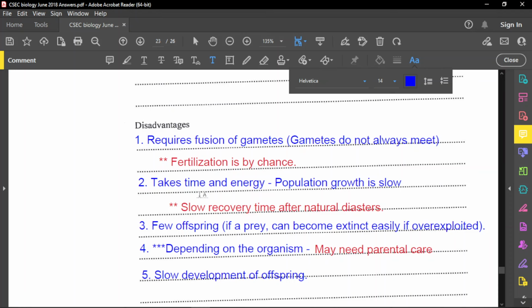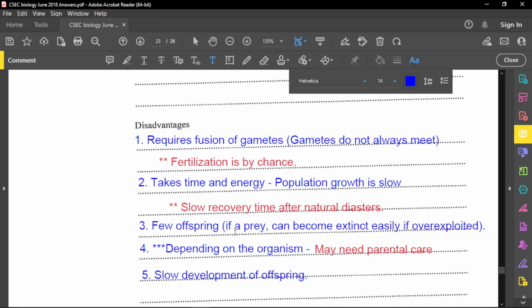The next one is that sexual reproduction takes time and energy, and so population growth is slow. Again, this can also be an advantage if the population was at a stage of overpopulation. But if it's underpopulated and you need them to populate an area quickly, then taking time and energy and being slow will definitely be a disadvantage, right? A point to note here is that because of this, you have slow recovery time after natural disasters. And the next one is that you have few offspring compared to asexual reproduction.